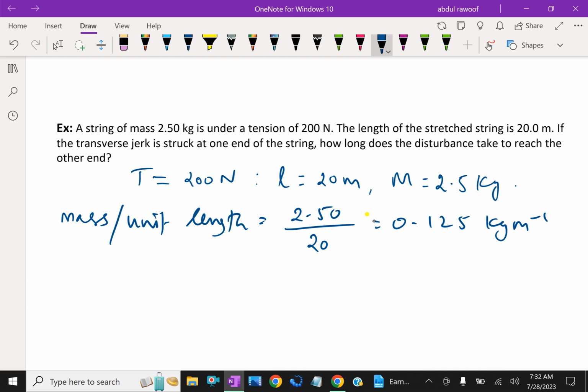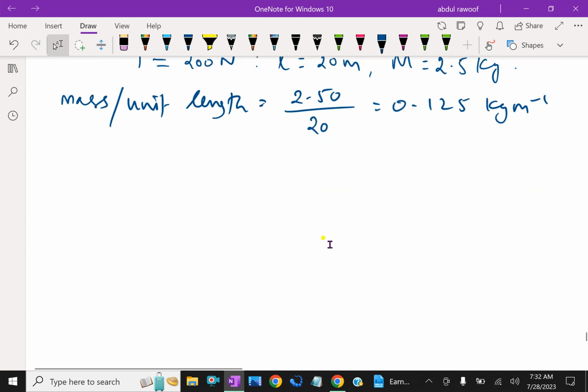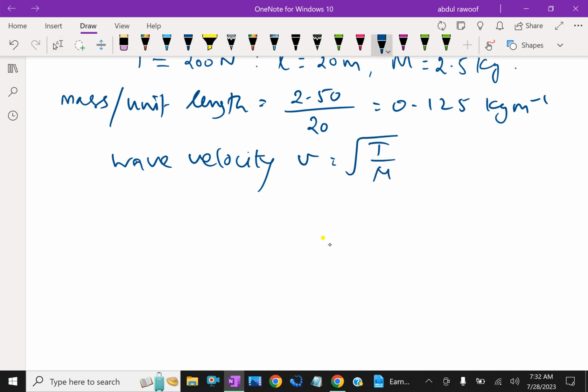Now wave velocity, for this the formula: wave velocity V equal square root of T by mu. Mu means mass per unit length of the string, which is equal 200 over 0.125, the square root, which is equal 40 meter per second.